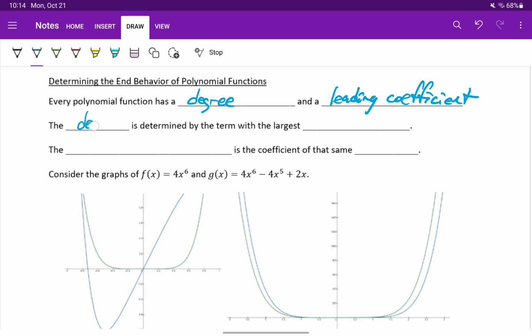The degree of a polynomial is determined by the term with the largest exponent. So wherever we see the highest power, that is our leading term, and it gives us our degree. And the leading coefficient is the coefficient of that same term.